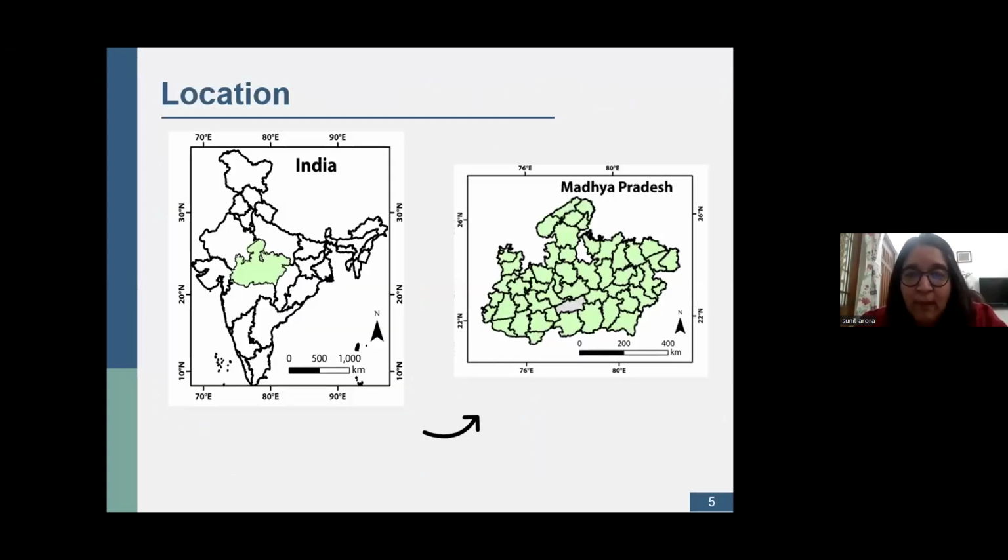So I'll just tell you where it is. All of you know that Madhya Pradesh is in the center of India, right? So the part towards the middle center of Madhya Pradesh, that is where the region that I'm talking about is situated.